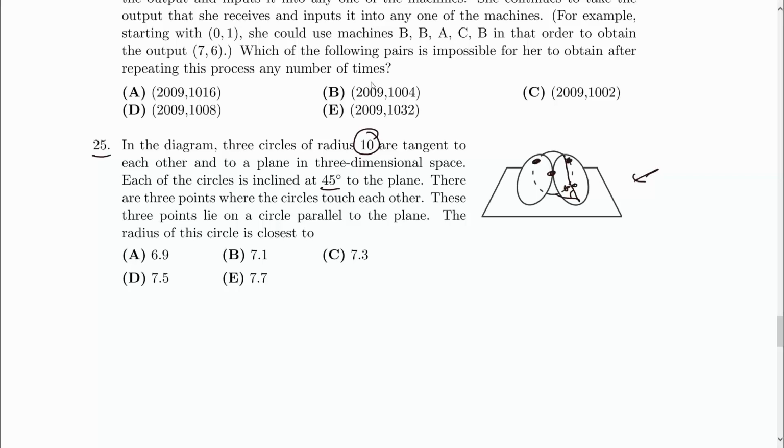There are 3 points where the circles touch each other. I'm going to guess by symmetry that they're all the same height. These 3 points lie on a circle parallel to the plane, and the radius of this circle is closest to... Okay, so I'll get my calculator out, if it's not already out, it's out from the last question. But I'm going to probably need to round some things out a bit.